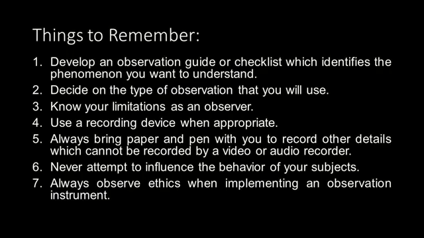First, make sure that you are identifying a phenomenon in your observation. You're not just looking at random behavior. Instead, you are looking at certain behavior which are directed towards that phenomenon. Next, you decide on the type of observation that you are going to use. Third, you have to know your limitations as an observer based on the ethical considerations that you have set as a researcher. Fourth, you have to use a recording device when appropriate.